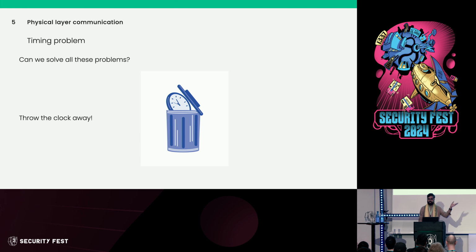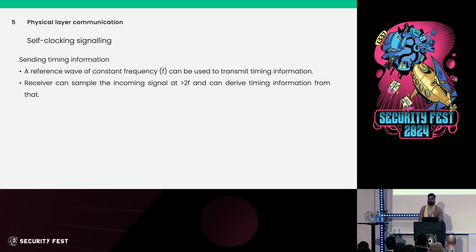We don't really need a clock. And we don't need a clock because self-clocking signaling is a thing. And it works like this. Suppose I have a signal of constant frequency. It can be 1 hertz, 10 hertz, 100 hertz, whatever. All I am saying is that this signal will maintain this specific frequency for the entire duration of the communication.